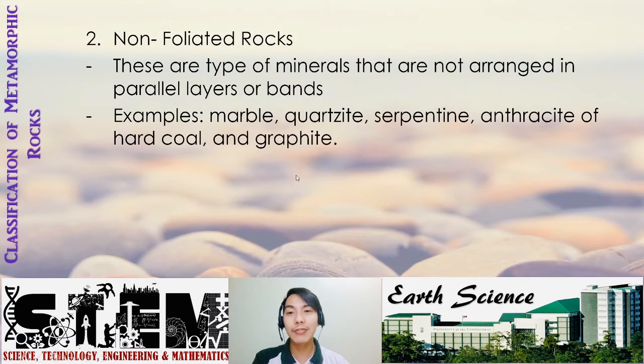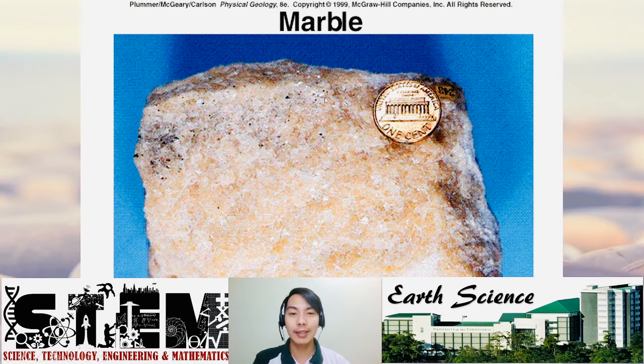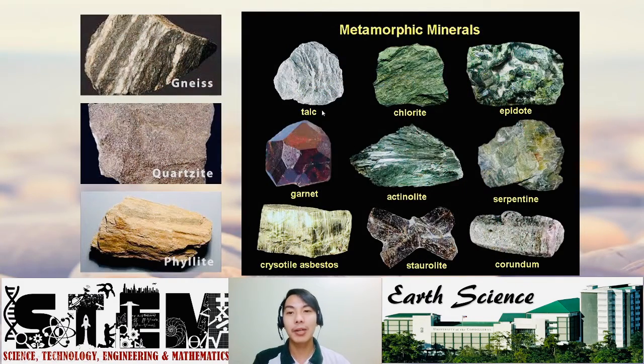And then, of course, non-foliated rocks. These are types of rocks whose minerals are not arranged in parallel layers or bands, so there's no specific arrangement for these metamorphic rocks. Marble, quartzite, serpentine, anthracite, etc. are examples of non-foliated rocks. For example, we have this marble, and more examples of non-foliated metamorphic rock. Although gneiss is an example of a foliated metamorphic rock.